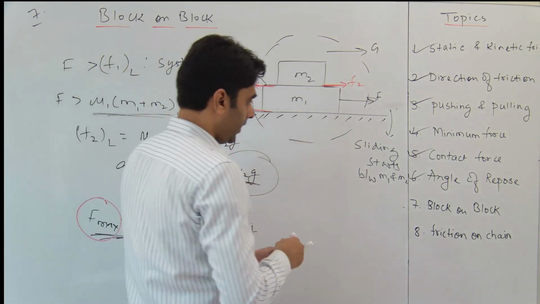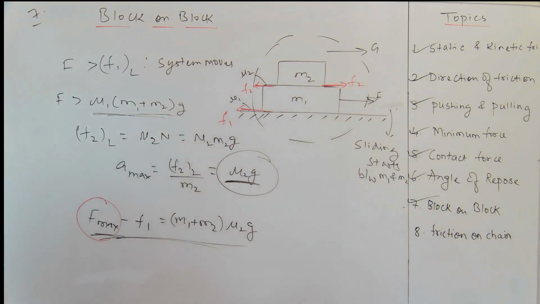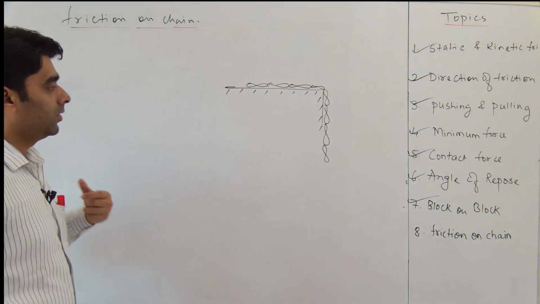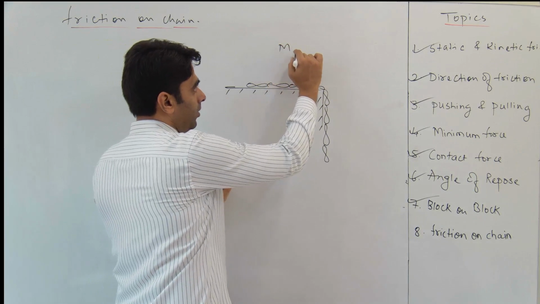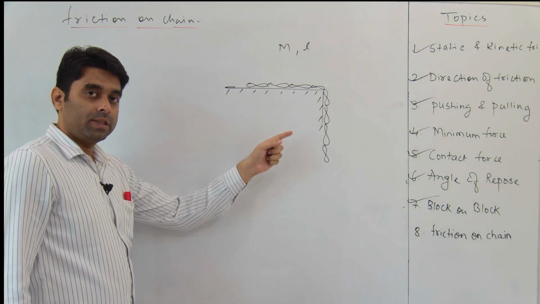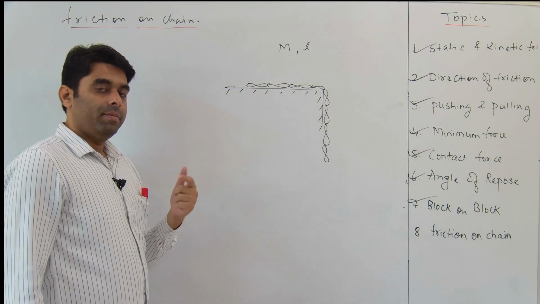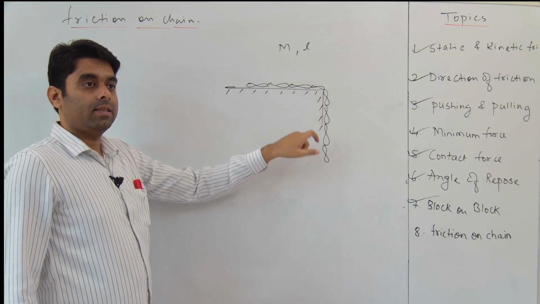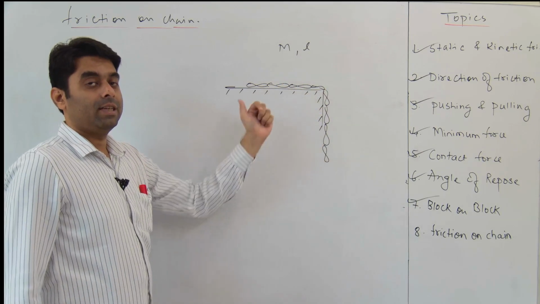Okay, let us move ahead. The last topic we'll see is friction on a chain. The situation we have is, we have a chain of mass m and total length L, a part of which is hanging off a table. Now the questions that are framed in this are: how much length of the chain can be hanging such that the chain does not slide, or, at what length the chain will start sliding.